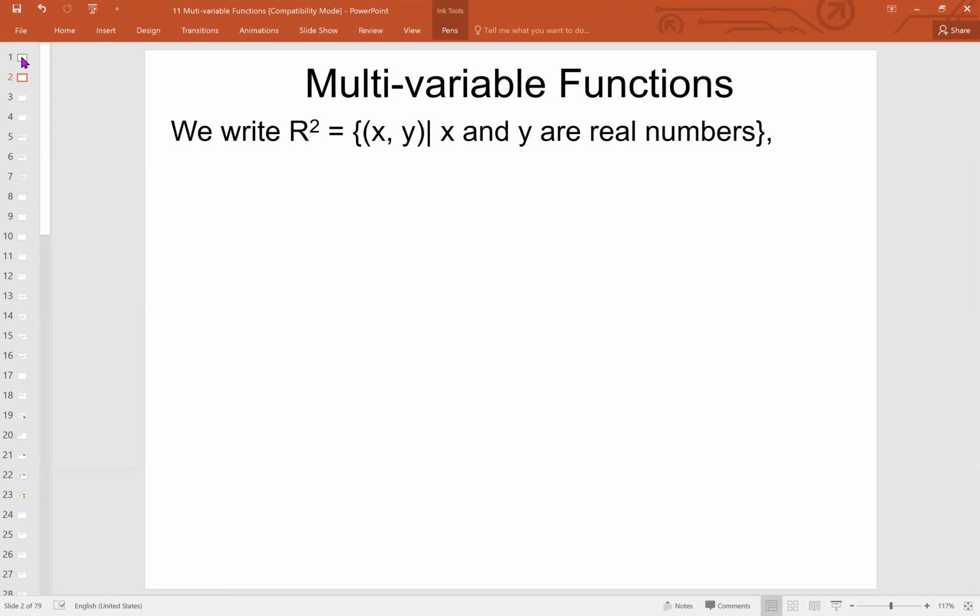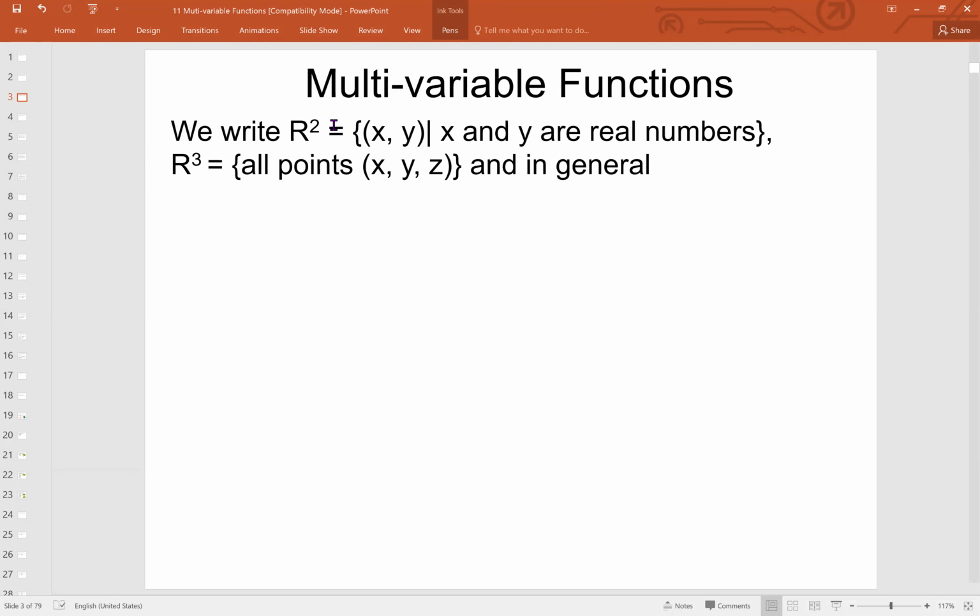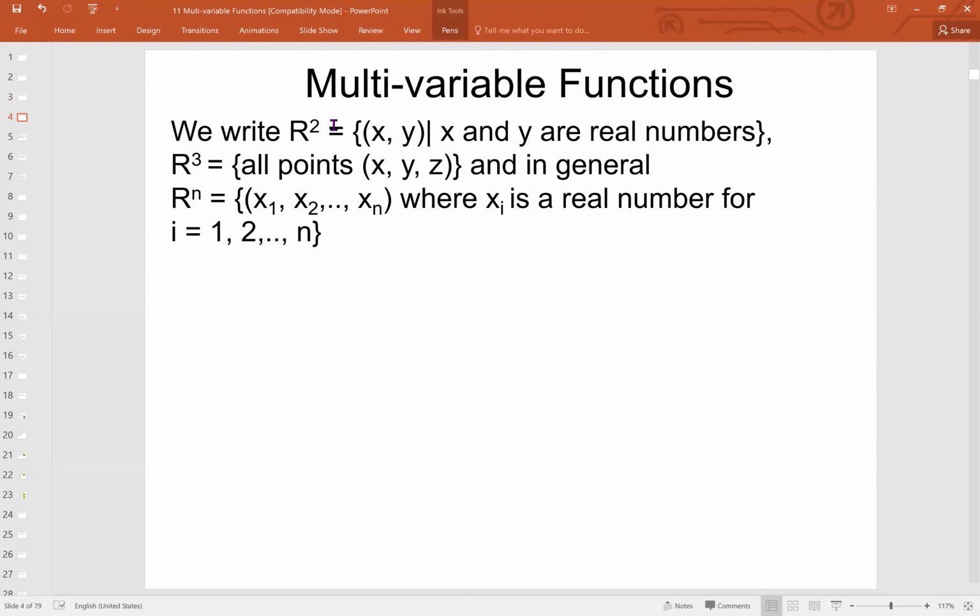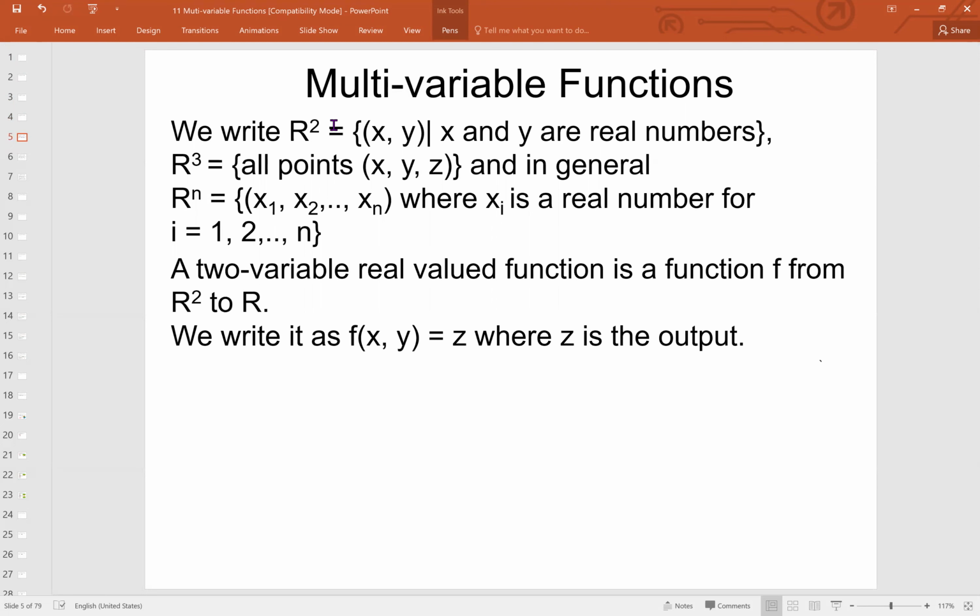We use capital R to stand for real numbers, and we use R squared to represent two-dimensional space, the XY coordinate plane, and R cubed for three-dimensional space. The general mathematical definition for n-dimensional space is just n-tuples of numbers, representing maybe positions, wherever you can stretch your imagination in geometry to be n-dimensional space.